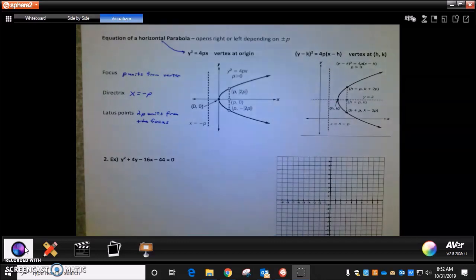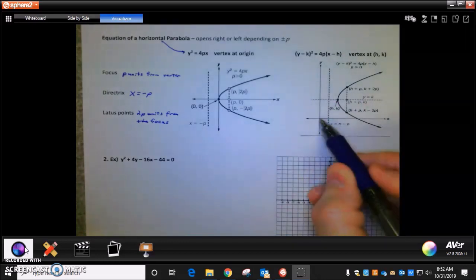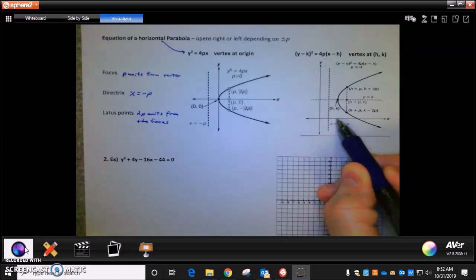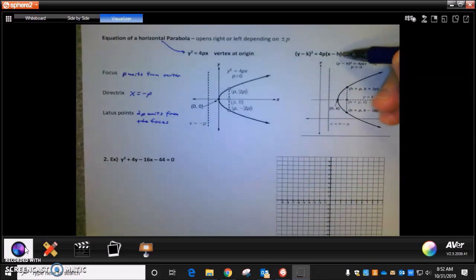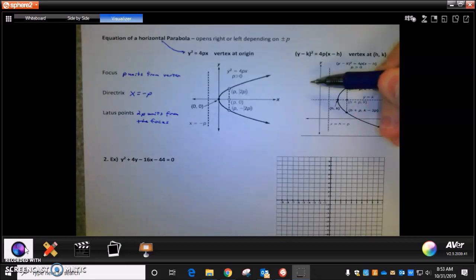Okay, you've got to make sure that the x direction, so if I'm going to the right, whatever, that's the number that's connected to the x variable. And the k, the up and down location of the vertex, is the number that's connected to the y variable. Okay, so it's a really common mistake, so please try to pay attention to that.